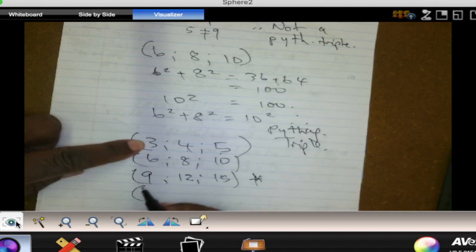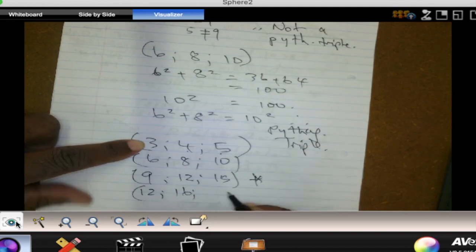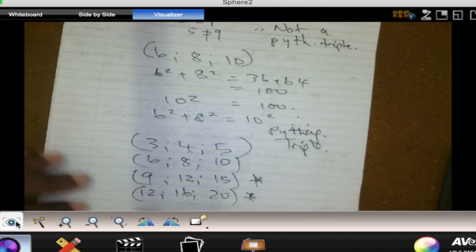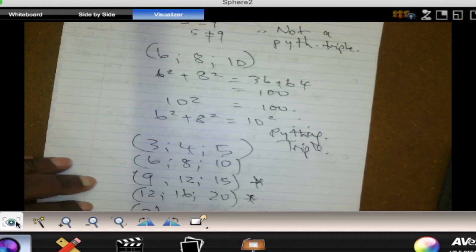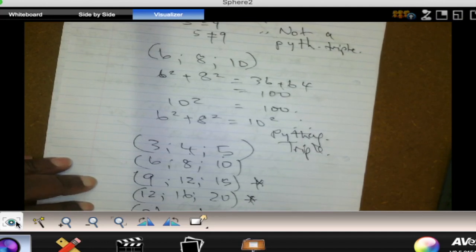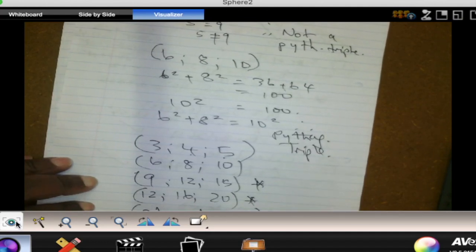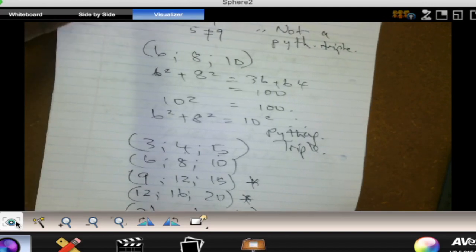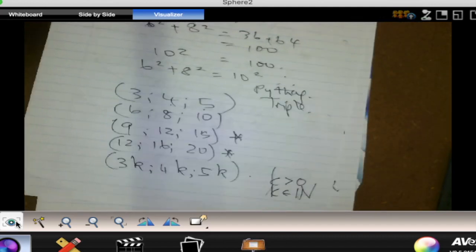Multiply by 4. 3 times 4? 12. 4 times 4? 16. 5 times 4? 20. So is 12, 16, and 20 a Pythagorean triple? Yes, you can check that. So you can keep on multiplying. So what do you think about 3k, 4k, and 5k? I want k to be a natural number. You remember natural numbers?